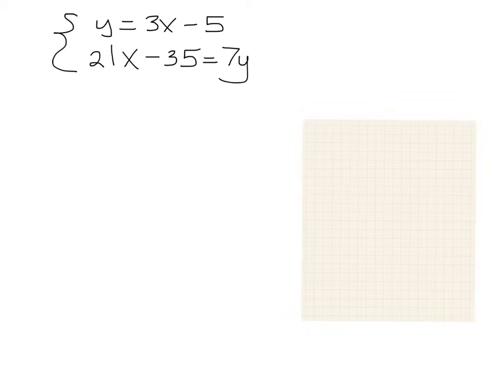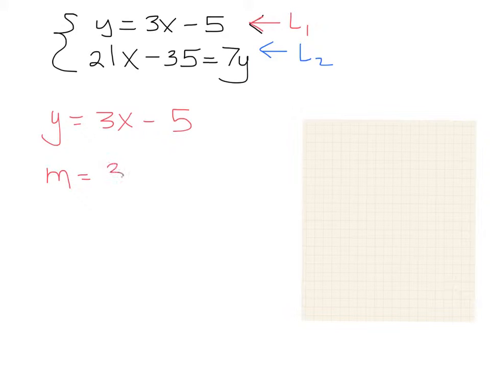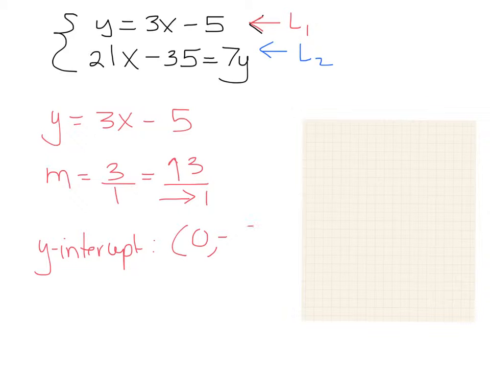Okay, this next example is another one on solving a system of linear equations by graphing. We're given two lines; call this line 1 and this line 2. Notice that line 1 is ready to graph using the slope-intercept form, so we can go ahead and do that. Our slope is 3, or 3 over 1, so I'm going to go up 3 and to the right 1. And my y-intercept, my b, is (0, -5).